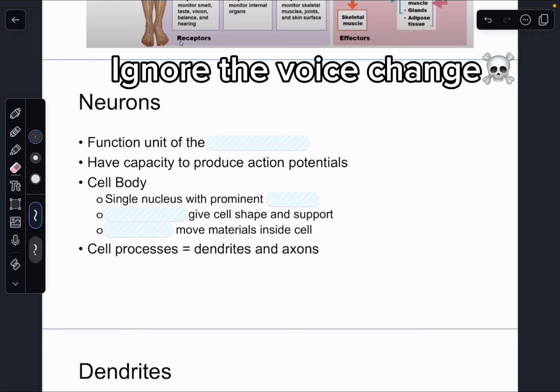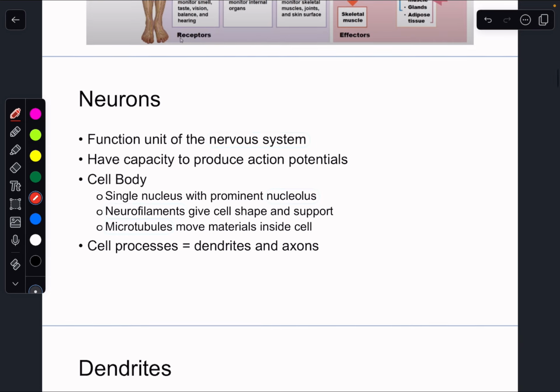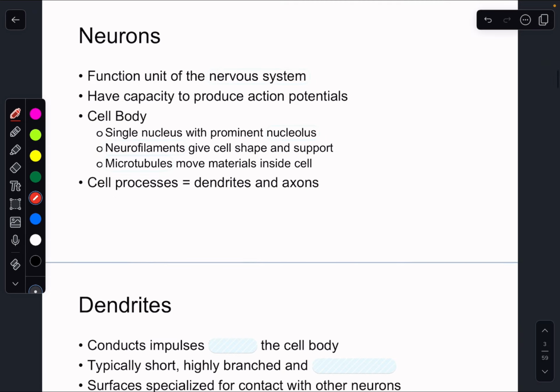All right, so neurons. The neuron is the functional unit of the nervous system. It has the capacity to produce action potentials, and it has a cell body. The cell body has a single nucleus with a prominent nucleolus. The neurofilament gives the cell shape and support, and it has microtubules that move material inside the cell. The cell processes are the dendrites and the axons.